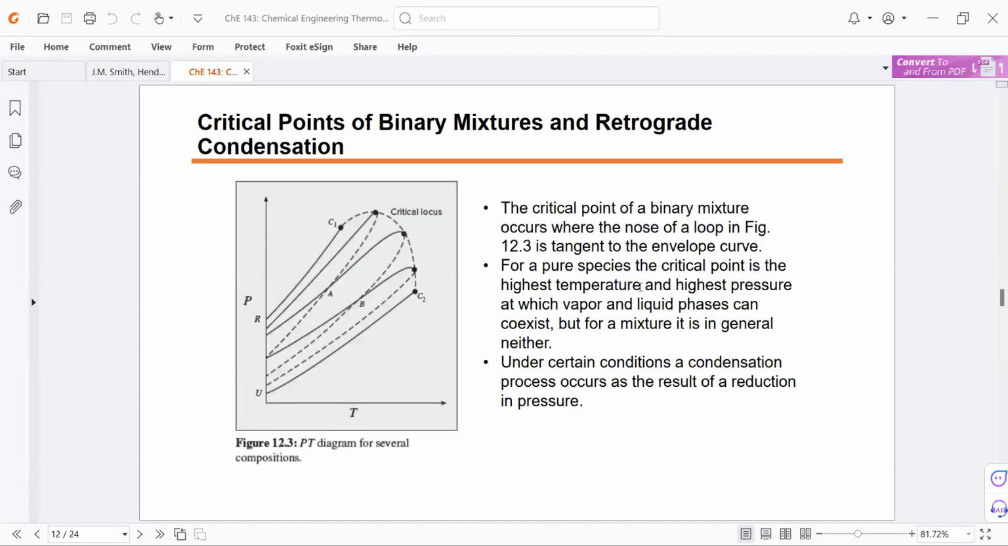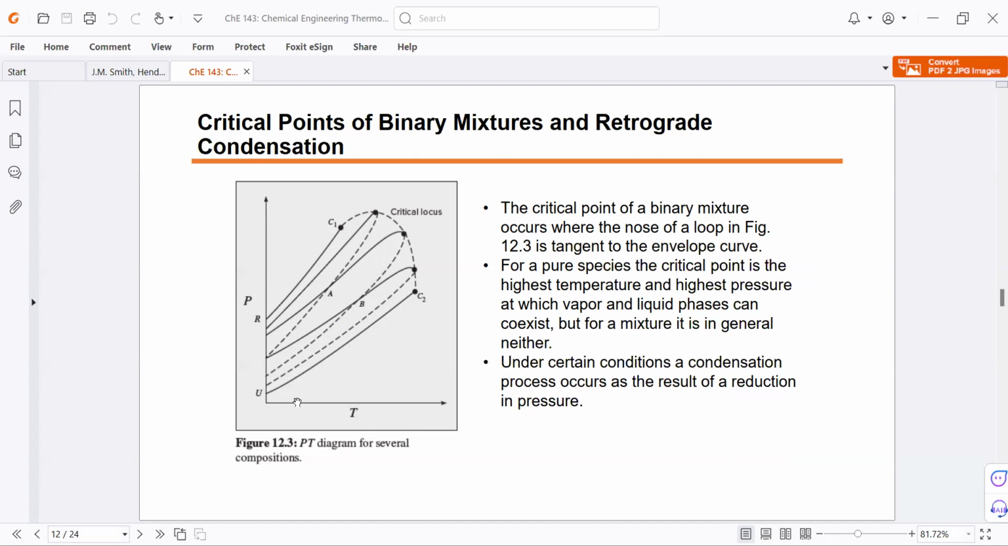Today, we will move on to discuss the critical points of binary mixtures and retrograde condensation. Retrograde condensation is a phenomenon that we will discuss in detail later. But first, let's focus our attention on this PT diagram, pressure temperature diagram.